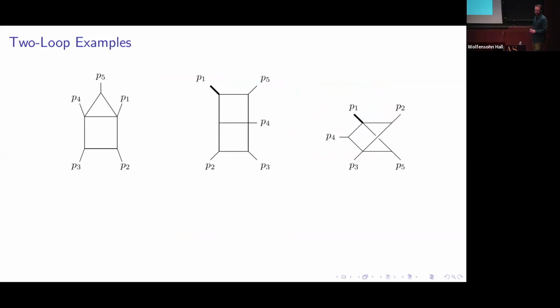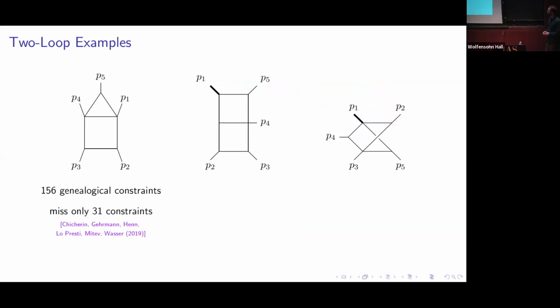So let's now look at some two-loop examples. We can go back to this example of the triangle box. Running our new method, we find 156 genealogical constraints. And by checking against the known answer, we can see that we only miss 31 possible constraints in dimensional regularization.